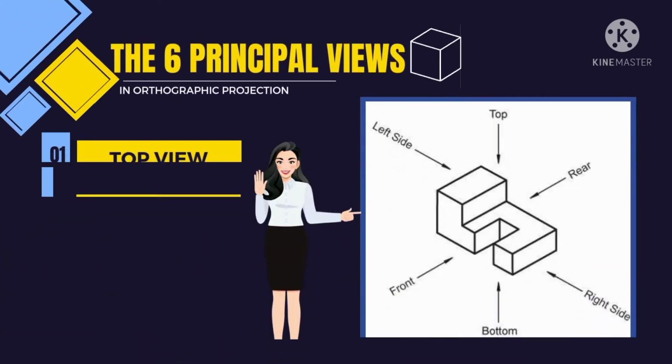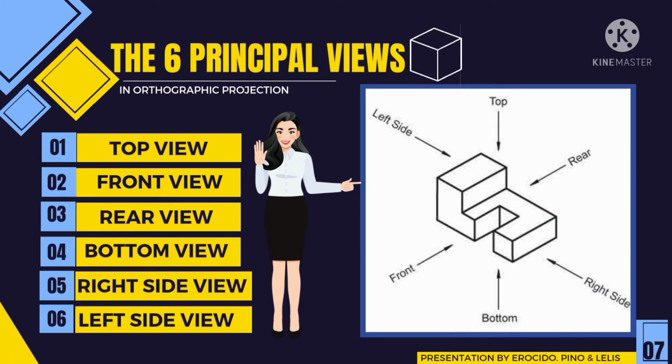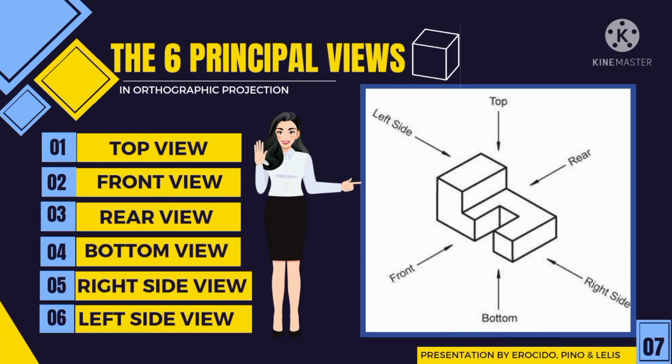So the 6 principal views are created by looking at the object straight on in the directions indicated. The 6 principal views are the top view, front view, rear view, bottom view, right side view, and left side view.